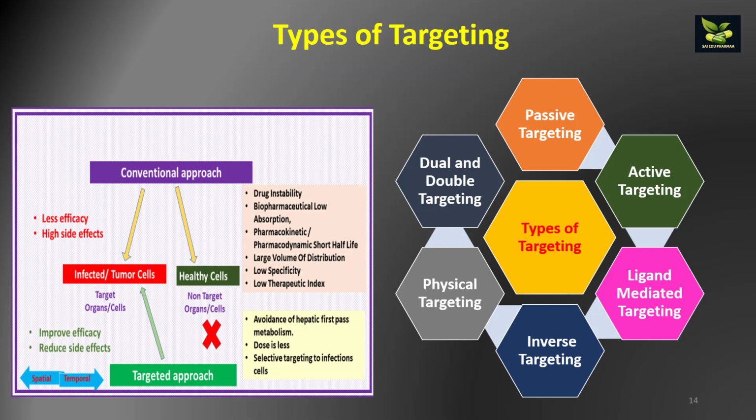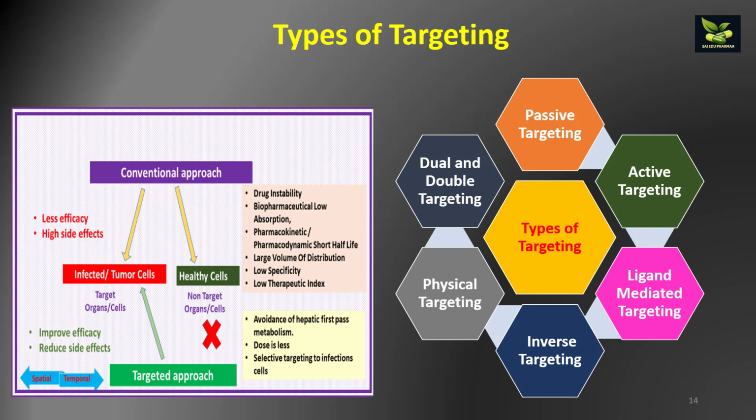Now we will see various types of targeting because targeted drug delivery systems also are there. So what is this targeting? In the conventional approach, we see that the drugs are unstable, biopharmaceutical low absorption is observed, and the drug goes not only to the infected cells but also to the healthy cells. So by targeting approach, what we do is we improve the efficacy and we reduce the side effects by targeting the drug directly to the infected cells only.